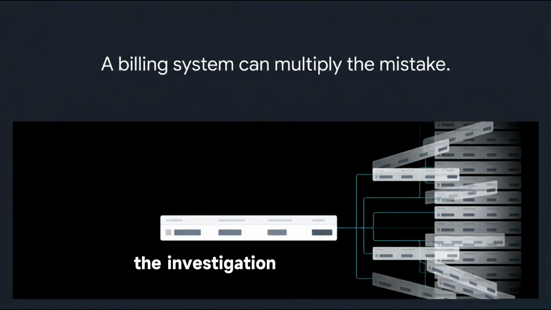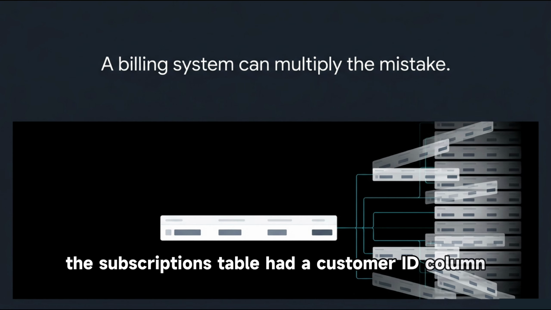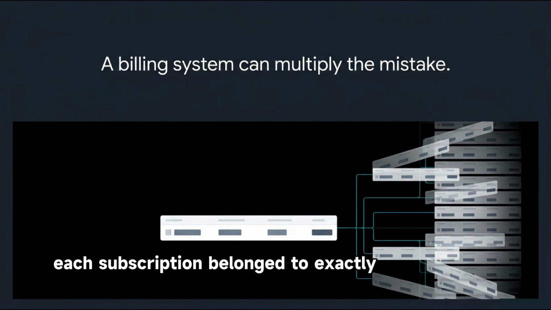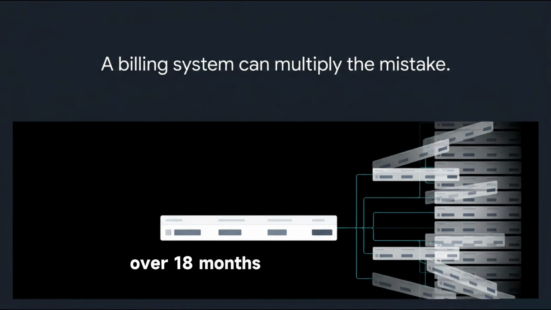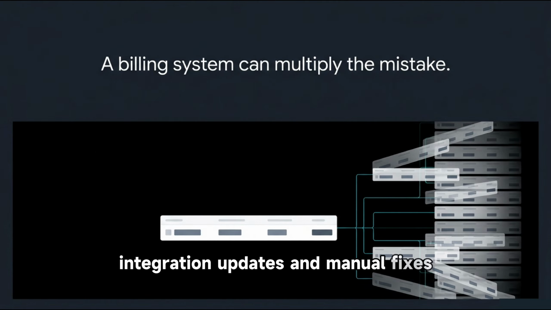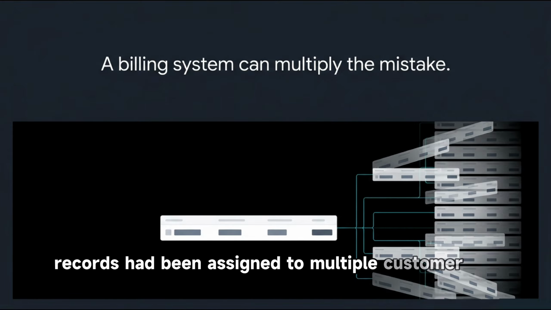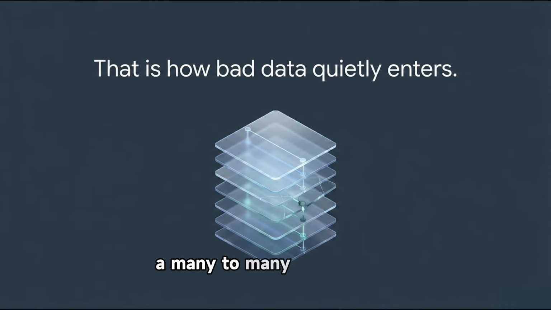The investigation found the cause. The subscriptions table had a customer ID column, but no constraint enforcing that each subscription belonged to exactly one customer. Over 18 months of data migrations, integration updates, and manual fixes, a small number of subscription records had been assigned to multiple customer IDs, a many-to-many relationship in a column designed for one-to-many. The database had accepted every one of those assignments without complaint.